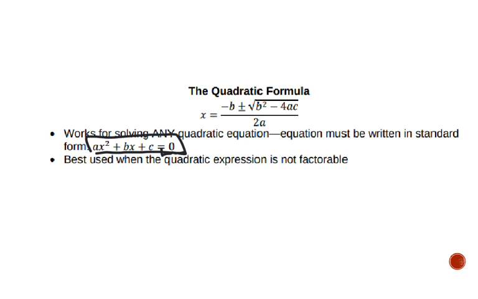Your equation has to be set equal to 0. Now notice when we look at this part right here that's underneath your square root, the b squared minus 4ac, this is the part that's called the discriminant. That's what we're going to look at for the next few days. That's the part that tells you how many solutions you have and whether those solutions are real or imaginary.